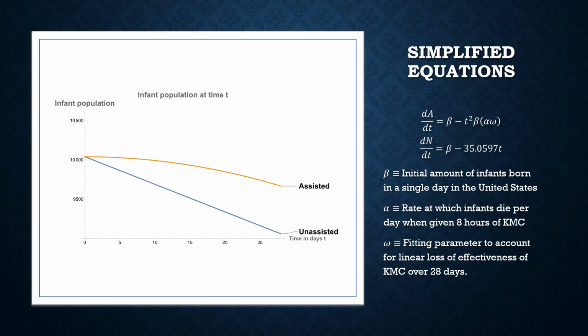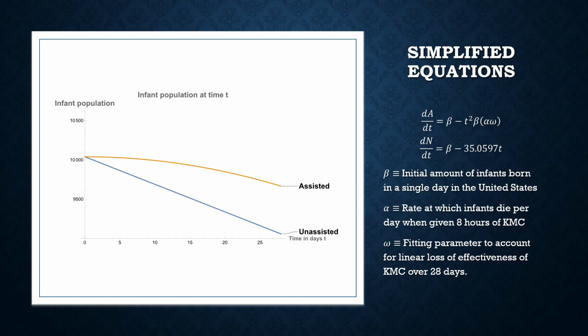The fitting parameter is arguably the most important parameter that we have in this set of equations, as a key element of the application of KMC is that the effectiveness of KMC diminishes over time. On the left-hand side, we have a graph of the infant population at time t. Here, we've picked a singular point in time, or any given day, because on average, 10,039 infants are born. We've isolated that day and tracked 28 days from that day.